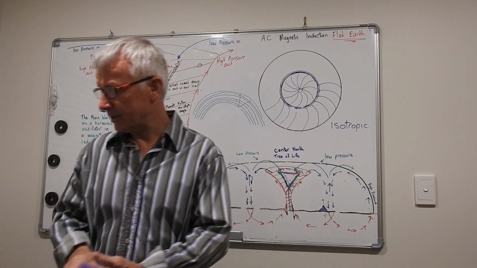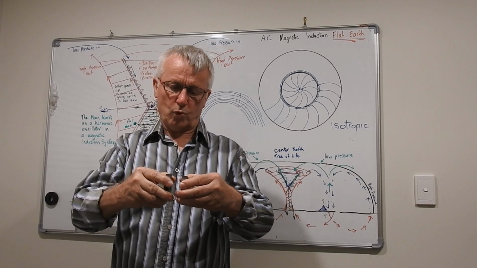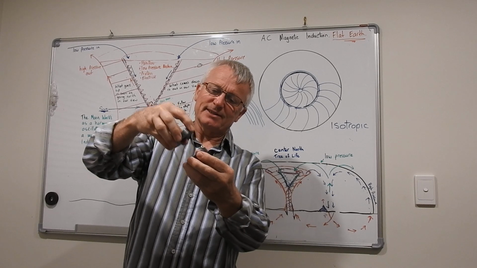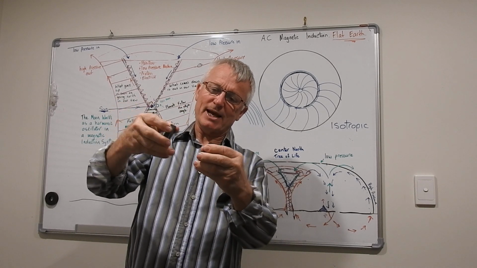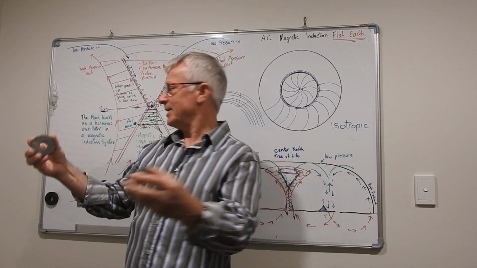Magnetism, we have pressure. Two the same, there's a lot of pressure. Opposites attract. Bang. High and low pressure.